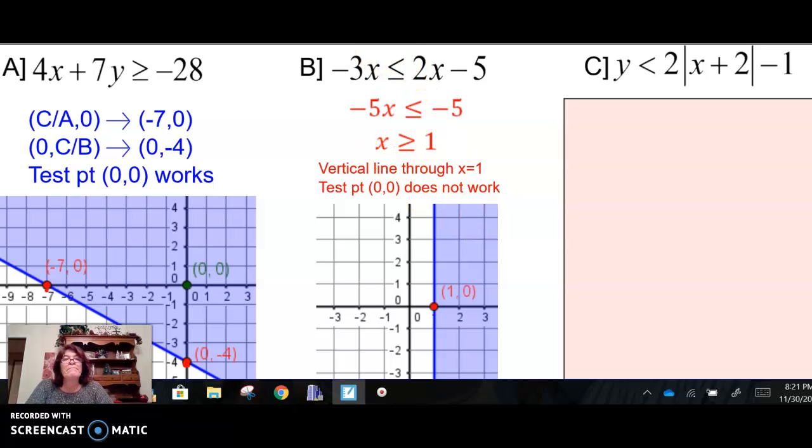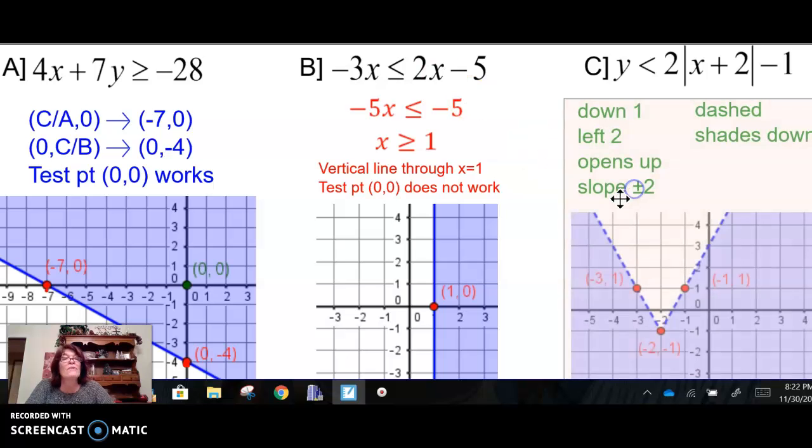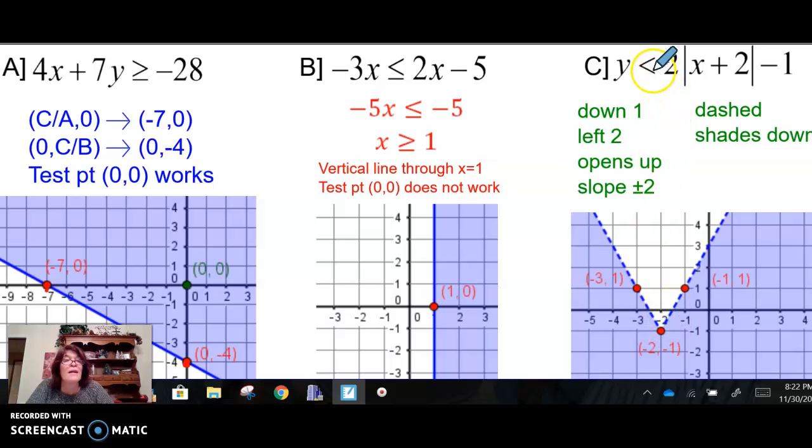Okay, the last one is a nice absolute value equation. So we have our vertex at -2, -1, right? -2, -1. There's our vertex. I know it opens up because 2 is positive. My slope is 2, so I go up 2 over 1. I go up 2 and over 1 in the other direction. It's a dotted line because there's no equal to sign here.